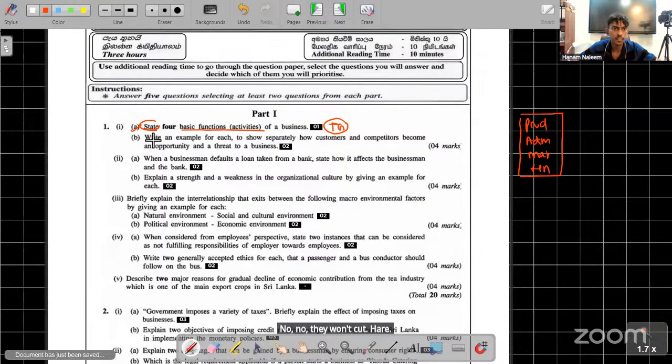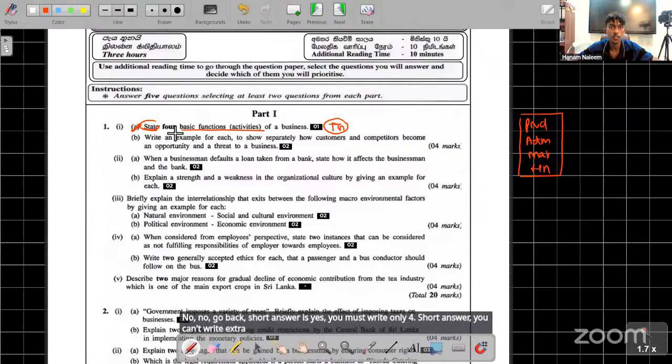A is done. So whenever in part 2 you're done with a question, put a tick for that question. No, go back. In short answers you must write only 4. In short answers you can write extra points. Because the question itself says so, you have to write only 4. Value addition and co-activities of a business. Okay, those are co-activities.